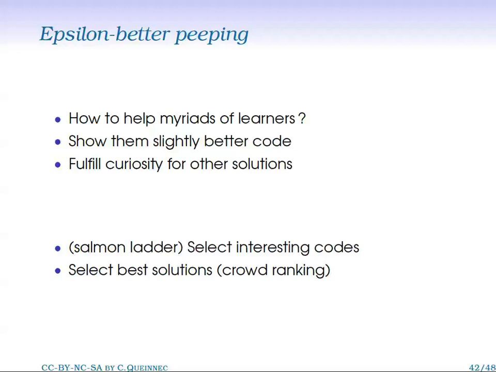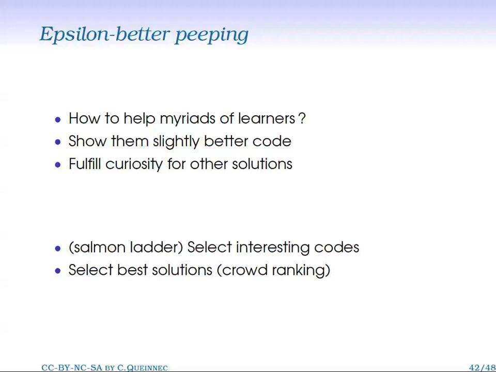So it might be better because the algorithm is better or the verification is better. I don't know. You have to read this code, a very good exercise, and to understand why you got a mark which is higher than yours. Okay? So this is the epsilon beta peeping. So you just allow the students to peep at another copy.